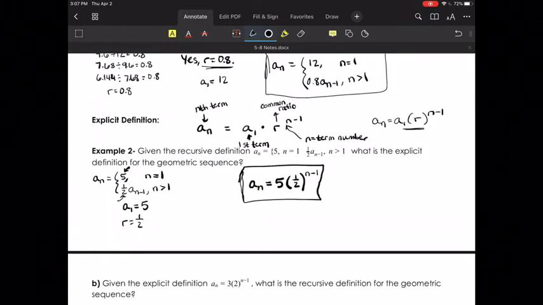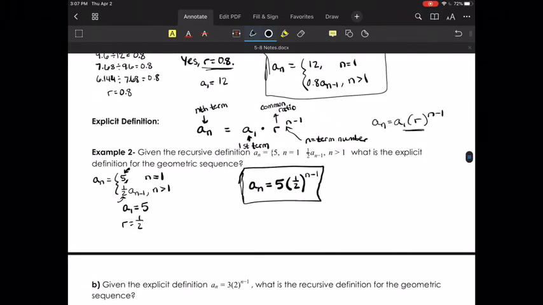Do not, something that people do often, do not multiply 5 times 1/2 together. Remember PEMDAS. Okay, you do exponents before you do multiplication.